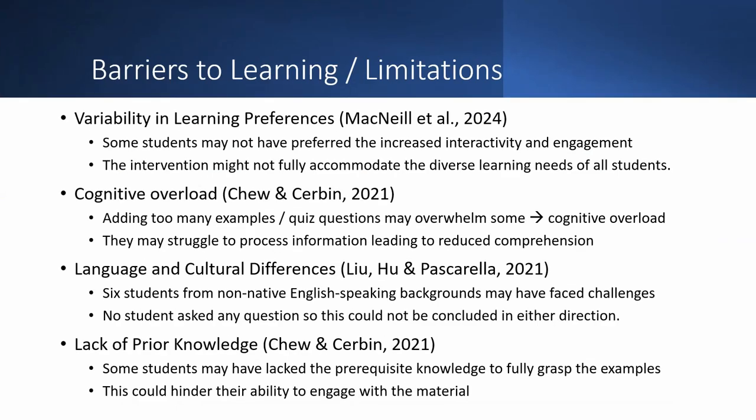I also identified certain barriers to learning, which are variable learning preferences, and some students may not have preferred the increased interactivity and engagement. It might not have fully accommodated the diverse learning needs of all these students, and there might be cognitive overload, because some students may feel that there are so many quiz questions and it may overwhelm them. They may struggle to process some information.